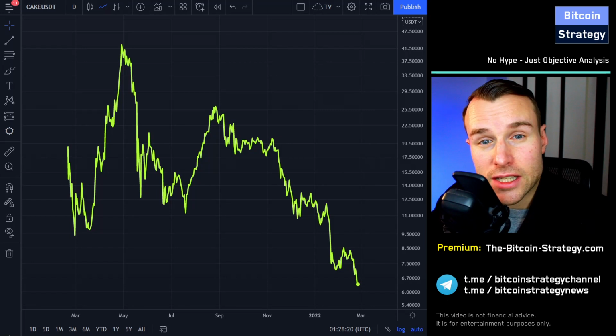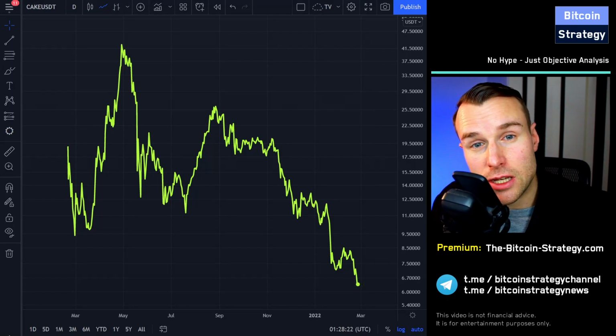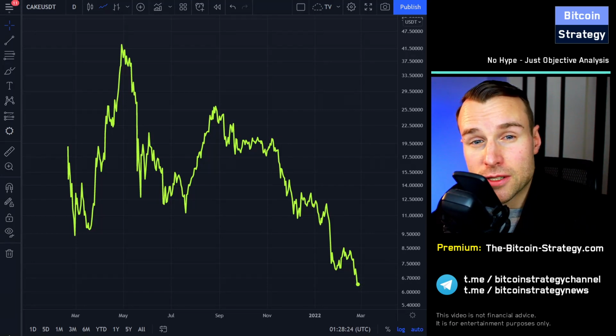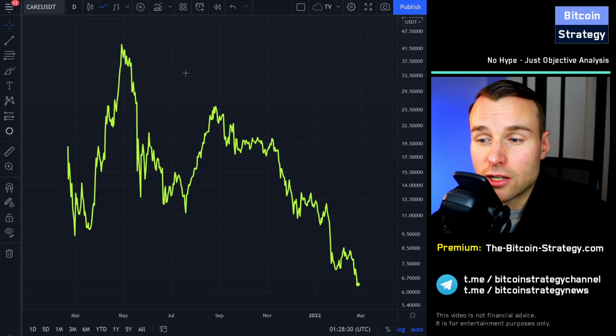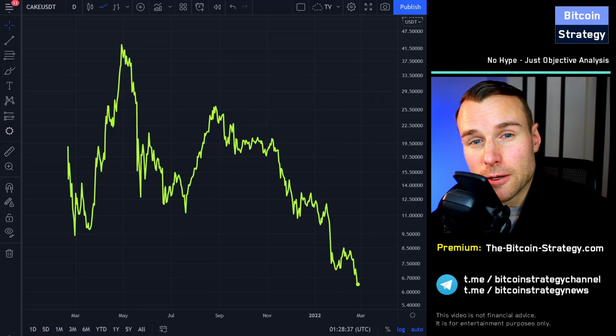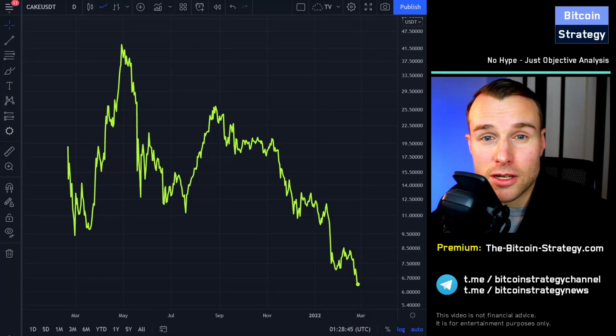Nobody knows if this current negative momentum in crypto will continue. If an overall rally happens, then you can't count on the Cake token continuing to go down. So we have to get a bit more complex here. We have to trade a different depreciation.